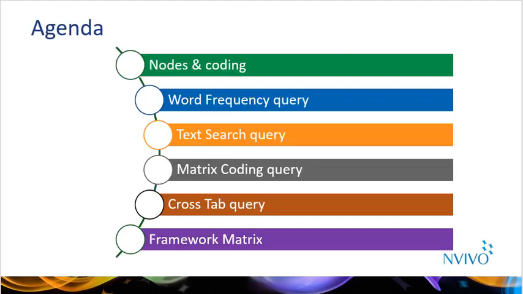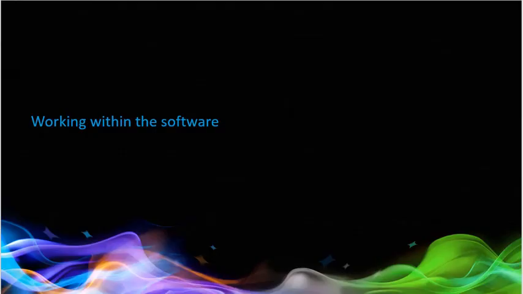Today's webinar is designed to introduce a selection of tools in NVivo which have particular applicability to content analysis. The features of NVivo will include nodes, encoding, the word frequency, text search, matrix coding, and cross-tab queries, as well as the framework matrix. The framework matrix is available in the Pro and Plus versions of NVivo 12. Now I will move into the NVivo software.